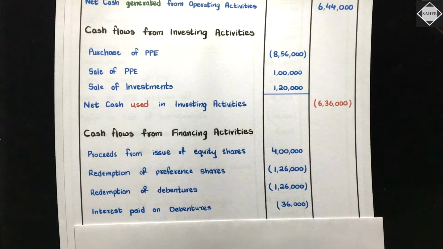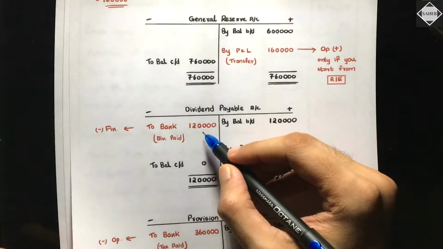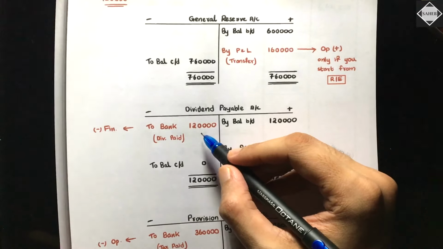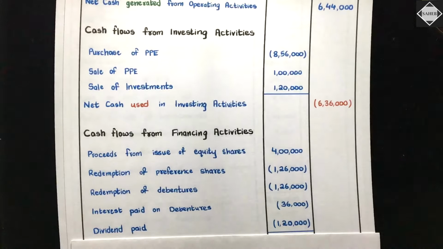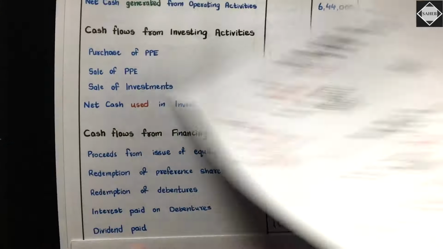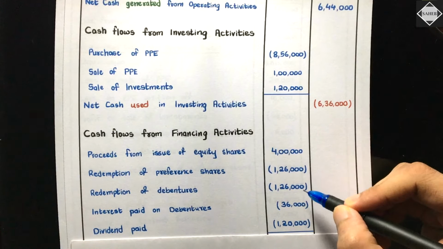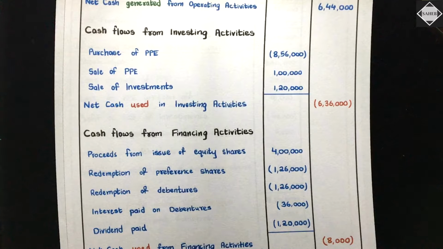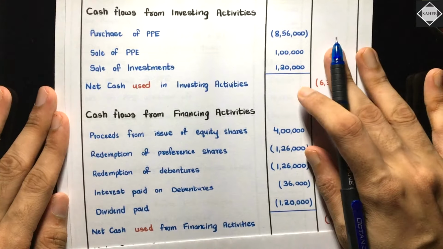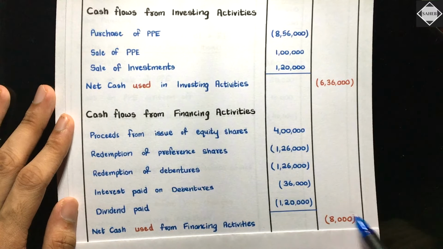Is everything done? No. See here, we have dividend paid also. How much dividend have we paid? 1,20,000. So that also we have to deduct in financing activity, dividend paid minus 1,20,000. Then everything is done. So make a sum in financing activity. 4 lakh minus 126 minus 126 minus 36 minus 120. If you make a sum, you get the answer minus 8,000. Can you see that? So this will be net cash used in financing activities, because in financing activities, this much cash we have lost.